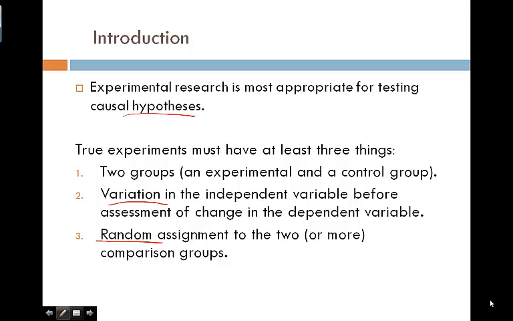Number one, two groups. One is the experimental group, one is a control group. Number two, variation in the independent variable before assessment of change in the dependent variable. In this case, we are manipulating the independent variable to see a change in the dependent variable. Number three, random assignment to the two or more comparison groups. Sometimes we call this the randomization process.